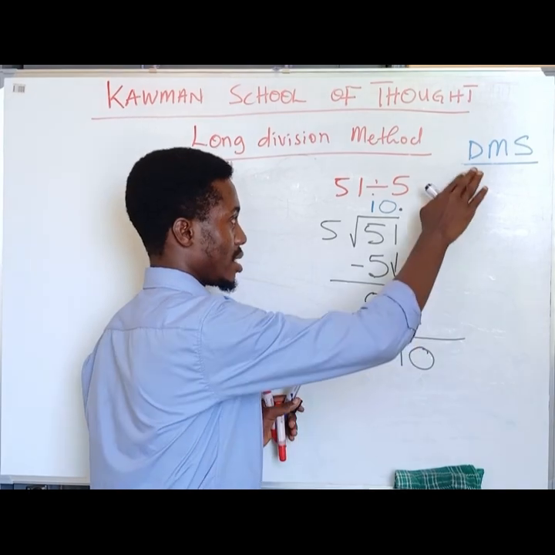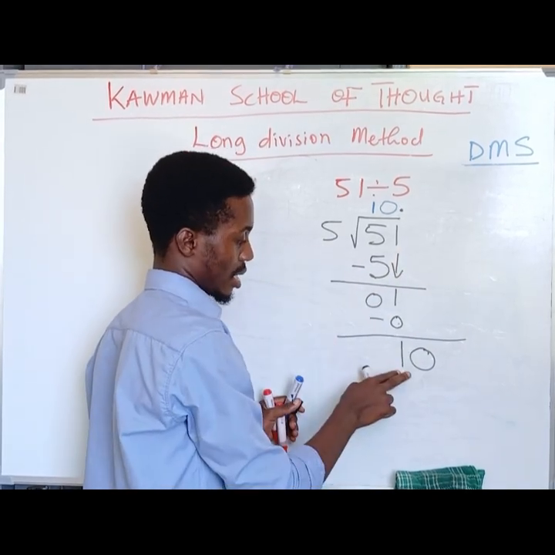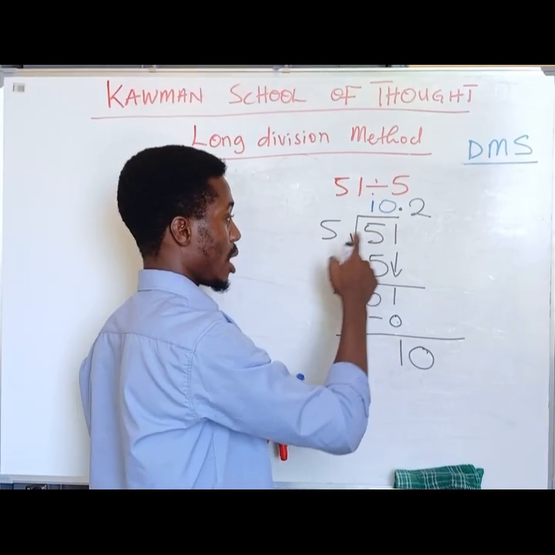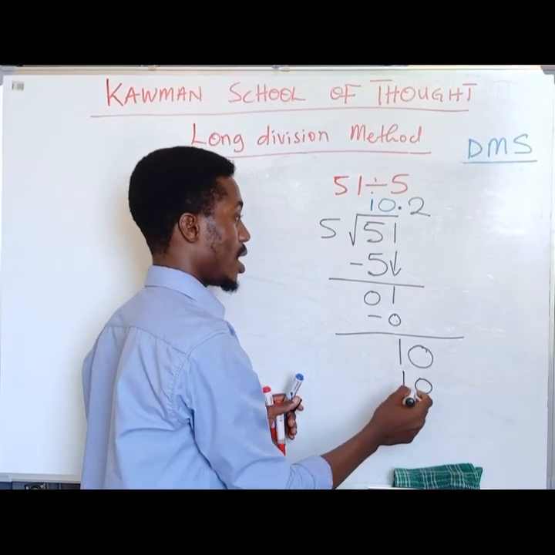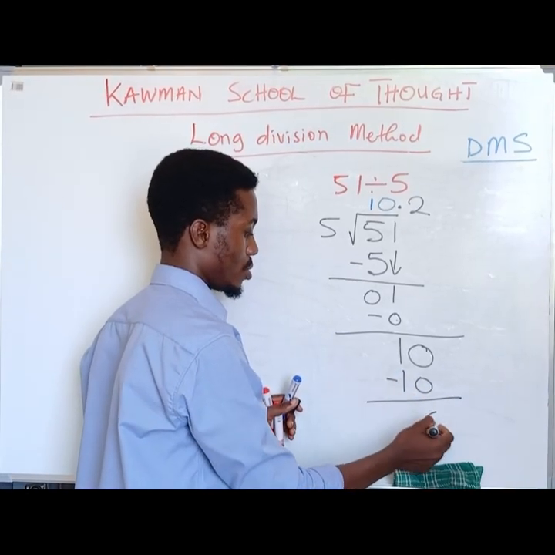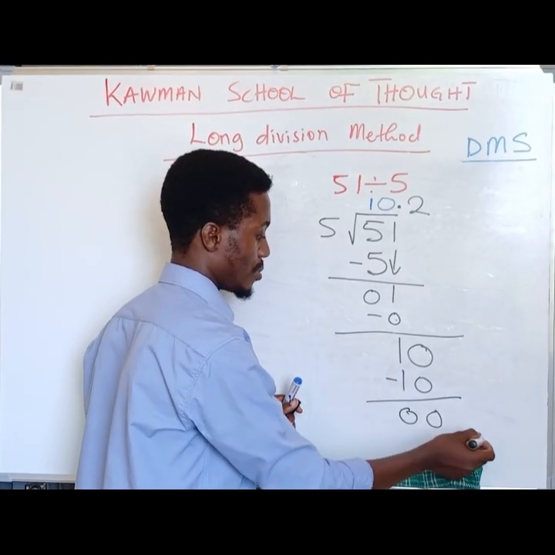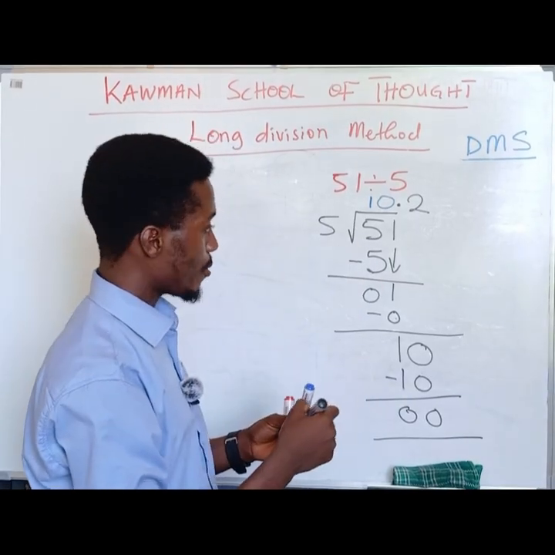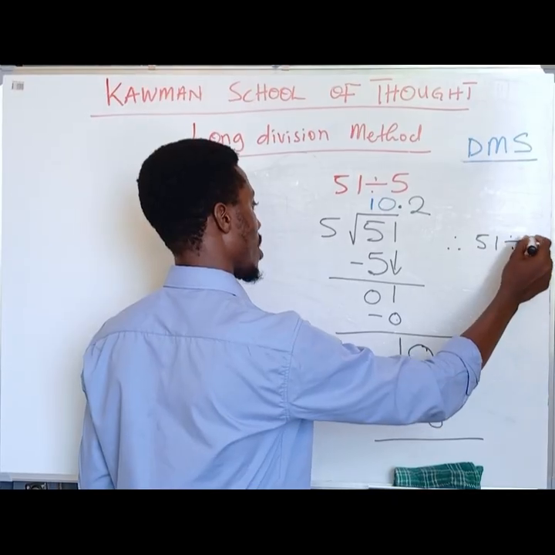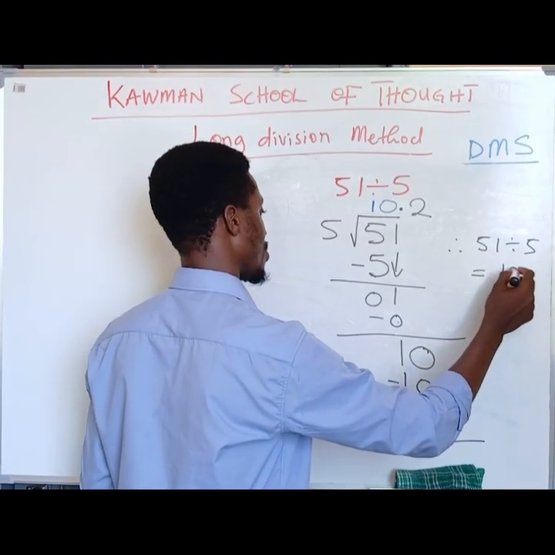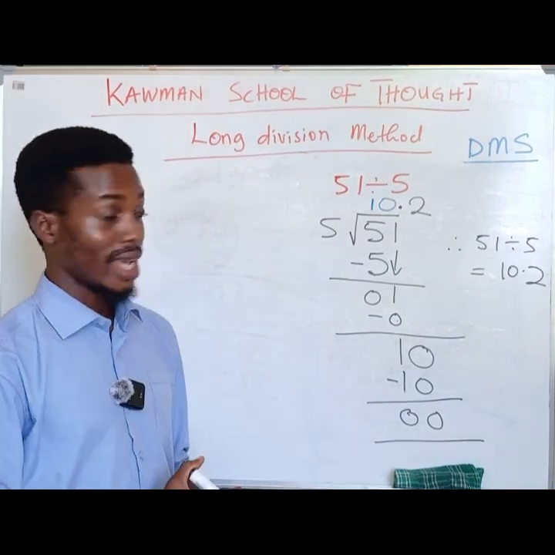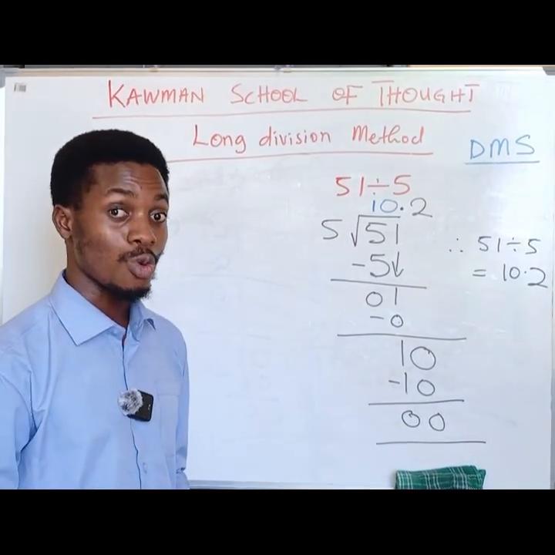So then I start again, division. So 5 divides this 10 how many times? 2 times. You see? So 2 times 5 gives me what? 10. Then subtraction, I subtract. So 0 minus 0 is 0, 1 minus 1 is 0, and that brings me to the end of this example. Therefore 51 divided by 5 is equal to 10.2. So that is that. So you see it, this is so cool.